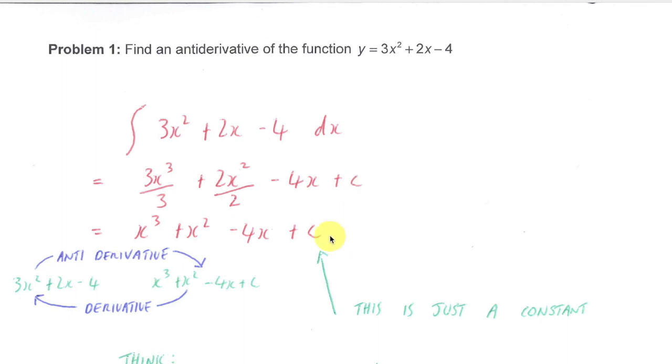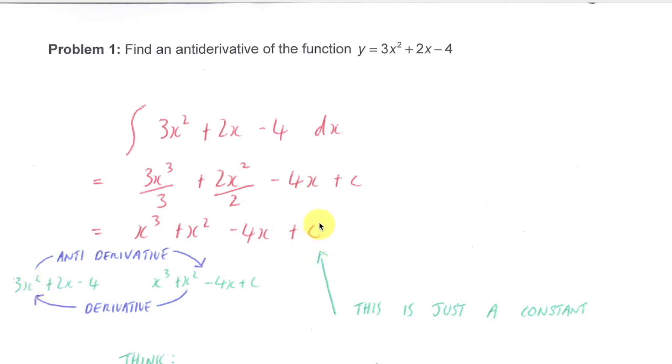So simplifying, the antiderivative of 3x squared plus 2x minus 4 with respect to x is going to be x cubed plus x squared minus 4x plus c. Look at the process here. I've started with the 3x squared plus 2x take away 4. I've done the antiderivative to produce this cubic. And now if I take the derivative of that cubic, I'll get back to what I originally started with.